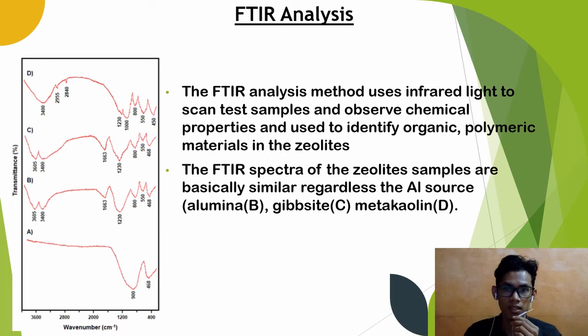The FTIR analysis method uses infrared light to scan test samples and observe chemical properties and is used to identify organic and polymeric materials in the zeolite. The FTIR spectra of the zeolite are basically similar regardless of the Al source, as in the example beside.